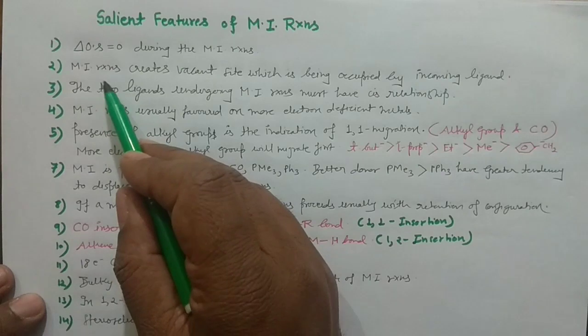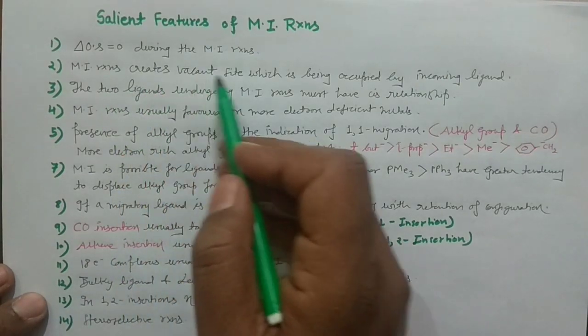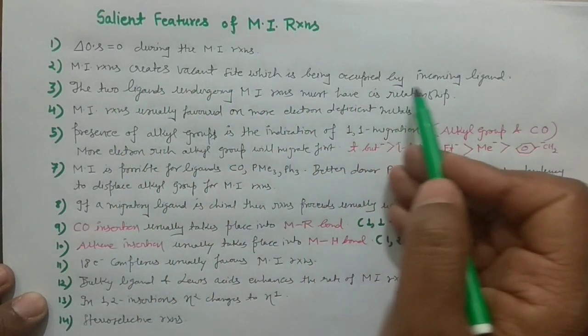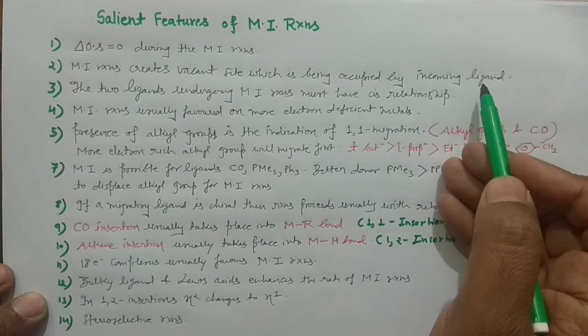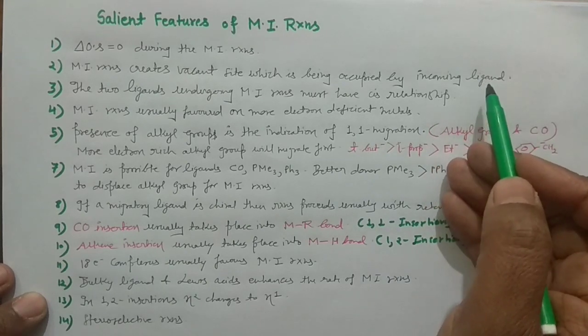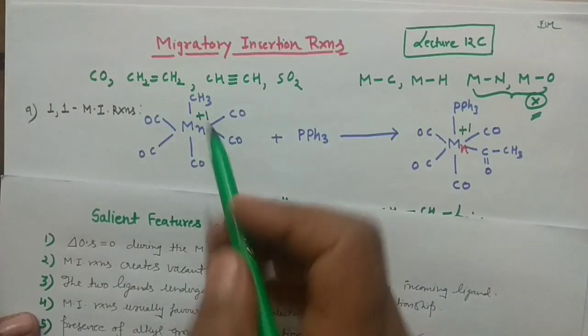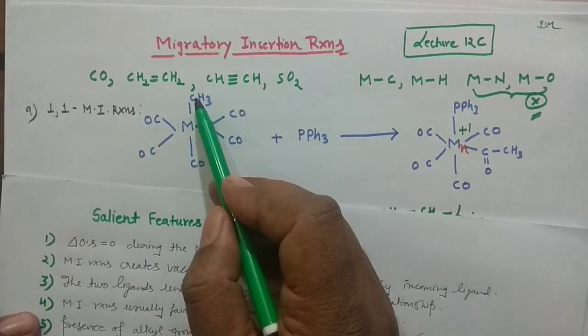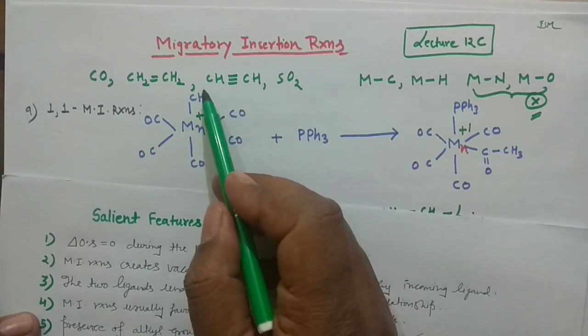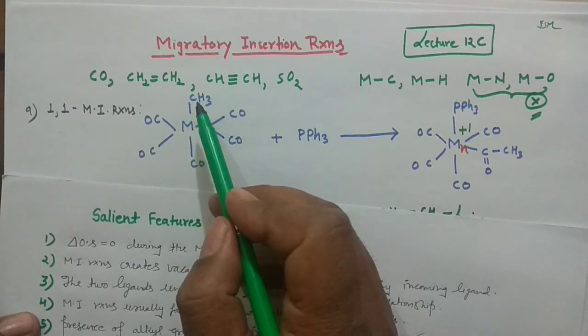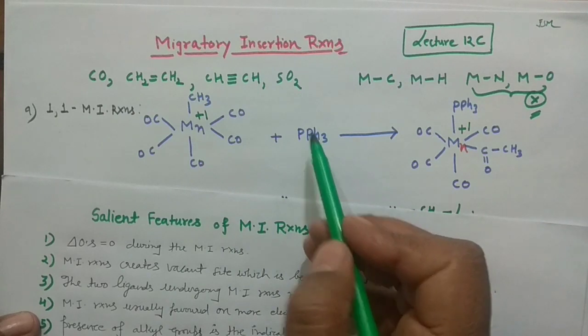And second point, the migratory insertion reaction creates a vacant site which is occupied by the incoming ligand. This point I will explain when I do the mechanism of this particular reaction. So what happens in that case? Actually, this methyl will migrate from here to here, and here it will leave a vacant site, and this vacant site would be occupied by this PPh3.